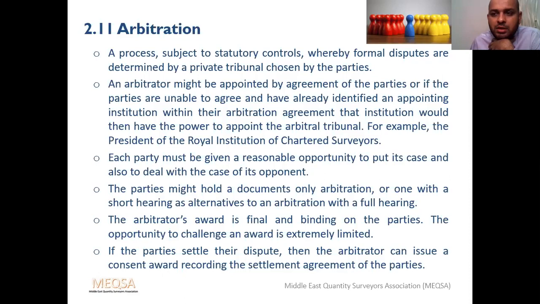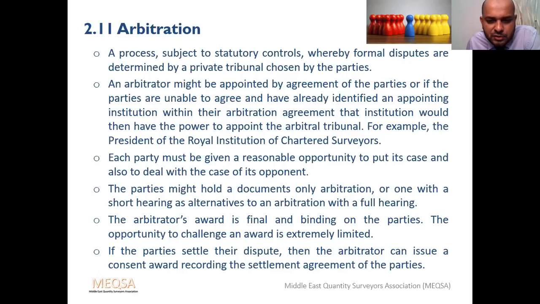Mostly, you notice very few cases. In the UK, you have a lot of cases related to that, but in this part of the world, very few cases challenge an arbitrator's award. However, soon after the arbitrator has given his award, you should register it in the local courts, and only then can you enforce it in other countries. The arbitrator's award is final and binding.